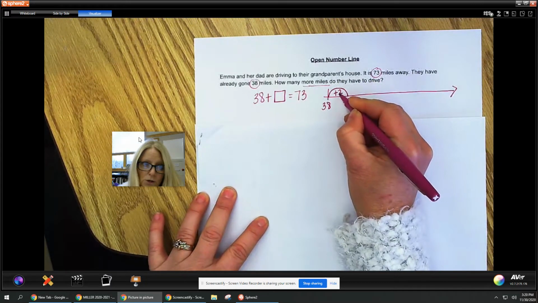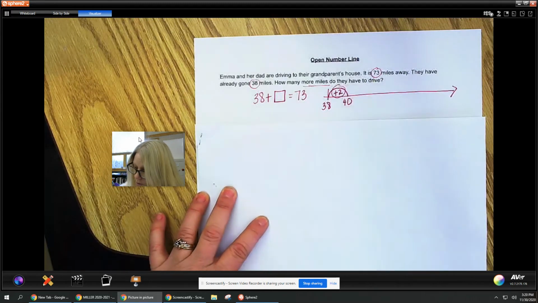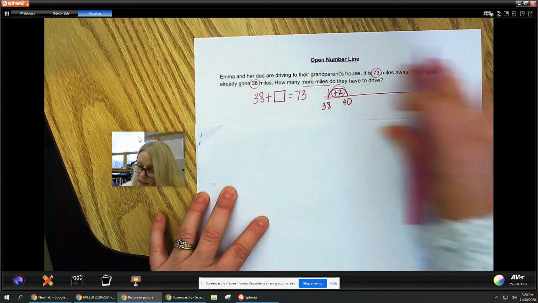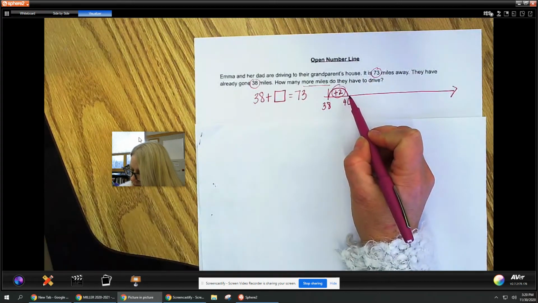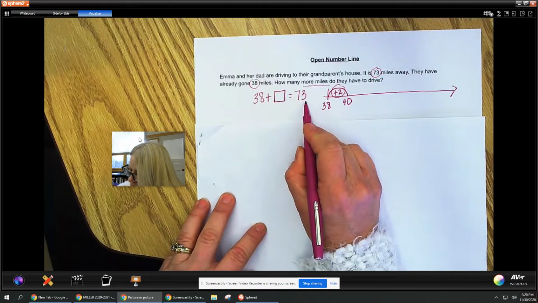This is called showing your thinking. This part is super important. And actually everything's important, but make sure you show your thinking. So I'm getting to 40 because that's an easy mark to get to. So I need to jump to 73.